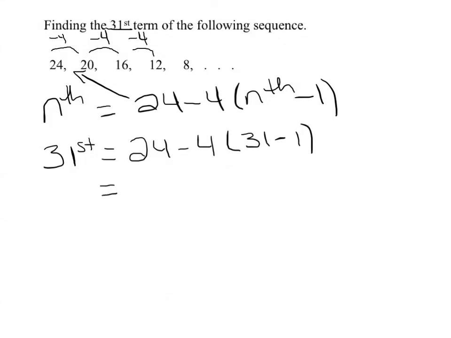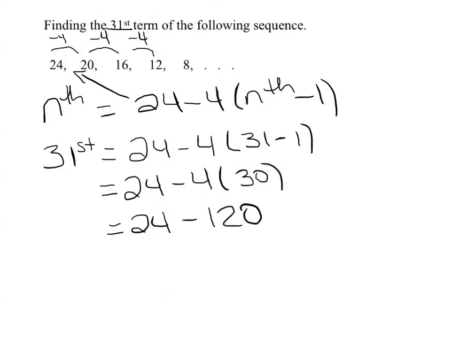Go ahead and work that out and simplify it. It'll be 24 minus 4 times 31 minus 1 is 30. We'll work that out. 24 minus 4 times 30 is 120. And 24 minus 120 is going to give us negative 96. So our 31st term is going to be negative 96. That means if we keep plugging in the numbers, by the time we get to our 31st term, our sequence will be at negative 96.